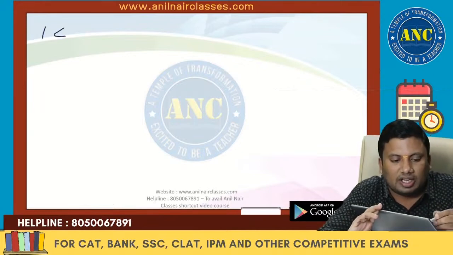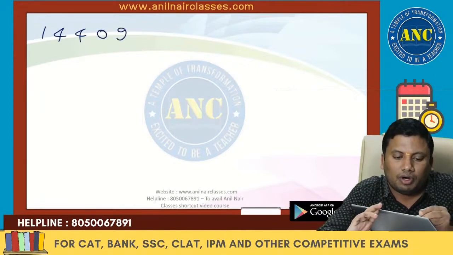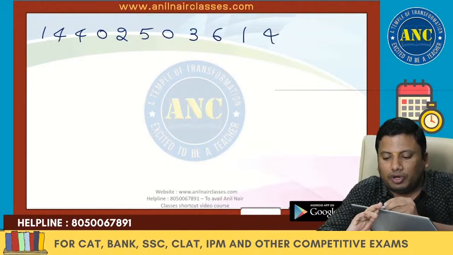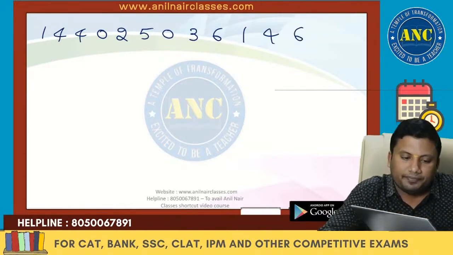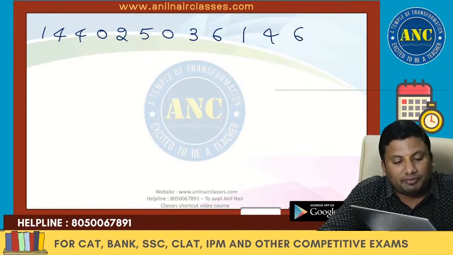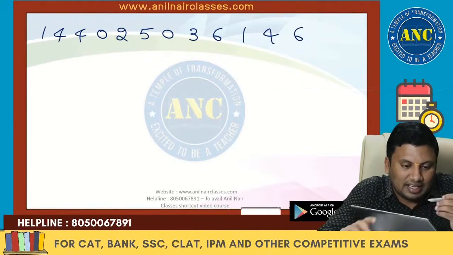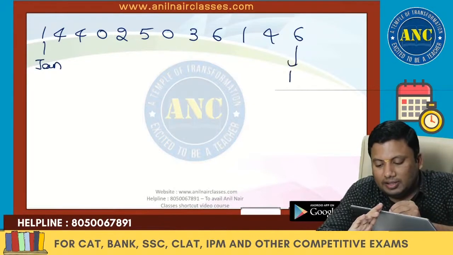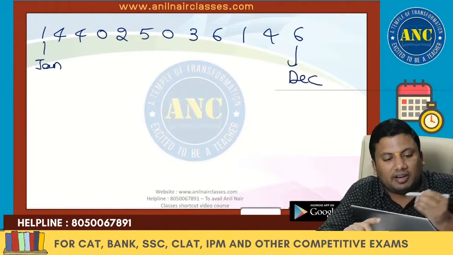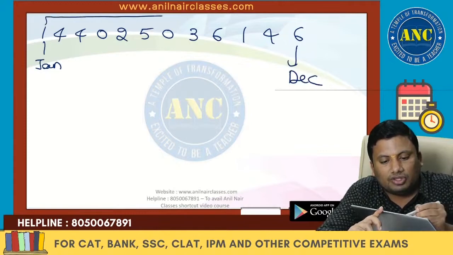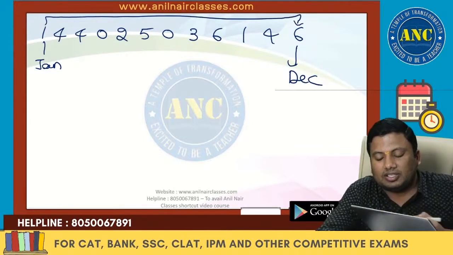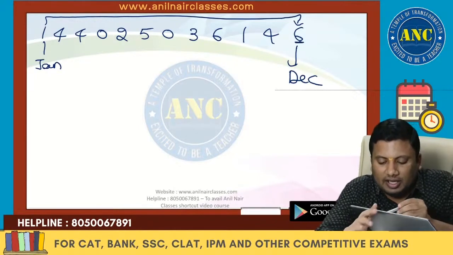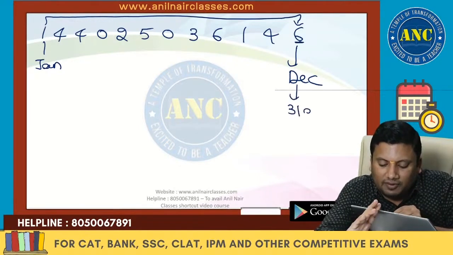144, 025, 036, 146, starting with 1. In case you are finding it difficult, see here. This is January and this is December. There are 7 days in a week. Start with January 1, and give its 7th complement to December. December it is 6. December contains 31 days.